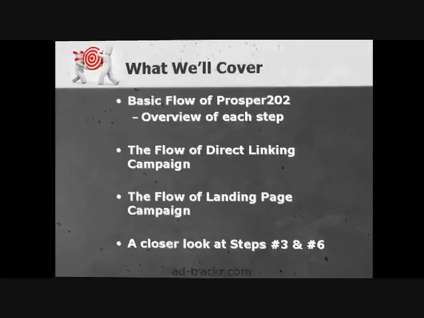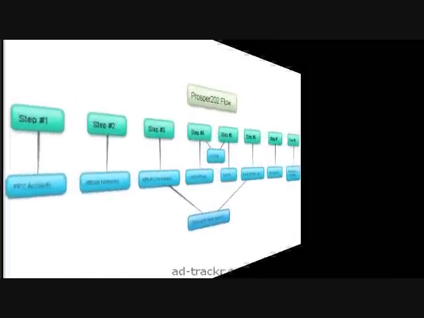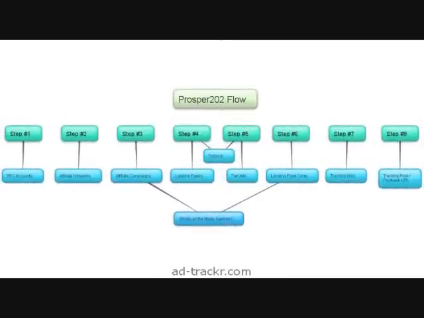There are 7 steps in the manual sub-ID tracking process, with a few of those that are optional. We're going to go more in depth with step number 8 in the How to Update Prosper202 Conversion Data video. We'll cover both manual conversion data updates and how to set up automated updates using step number 8. So let's briefly go through each step now.